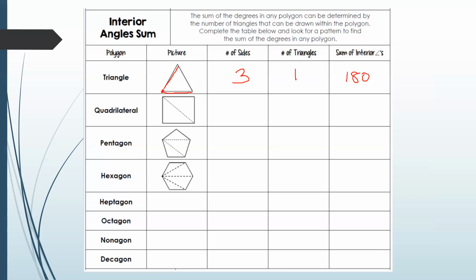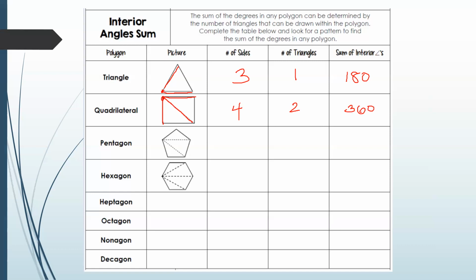Now let's look at a quadrilateral. So for a quadrilateral, it has 4 sides, and pick 1 vertex and connect it to the other vertices. How many triangles do you have in there? 2. And we know that in a quadrilateral, the sum of the interior angles is 360.